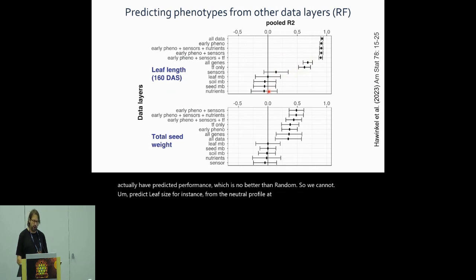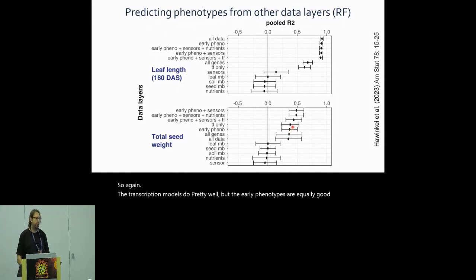That's not possible. On the other hand, if we use other early phenotypes to predict one of the early phenotypes, like leaf length, we have almost perfect prediction performance, which is not surprising because all of these are really highly correlated. More surprising is that if we do the same thing on a final phenotype like total seed weight, again, the transcription models do pretty well, but the early phenotypes are equally good predictors of final phenotypes.